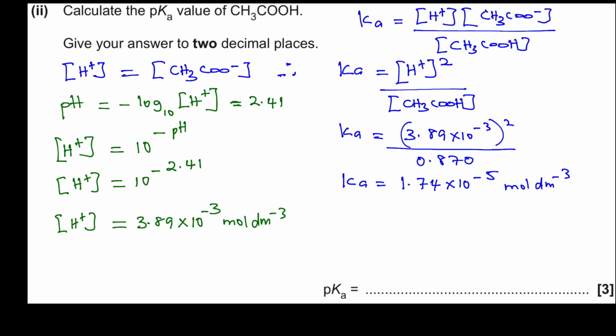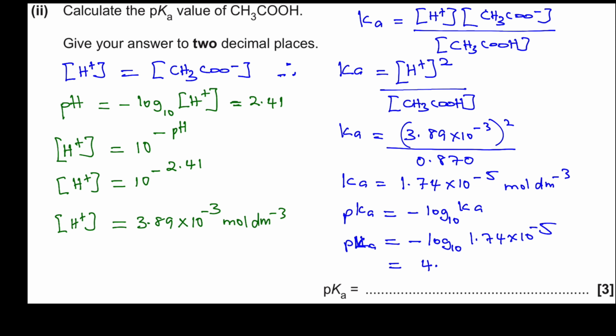And we can find the pKa value. pKa is equal to minus log base 10 of the Ka value, which means it's minus log base 10 of 1.74 × 10^-5. So that's the pKa, and that value will become 4.76 to 2 decimal places.